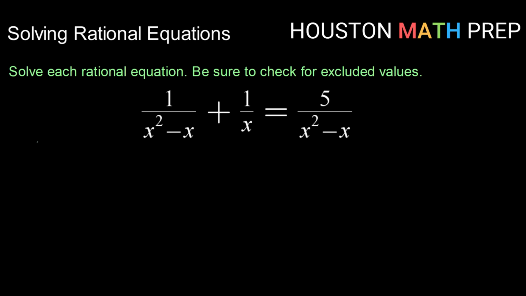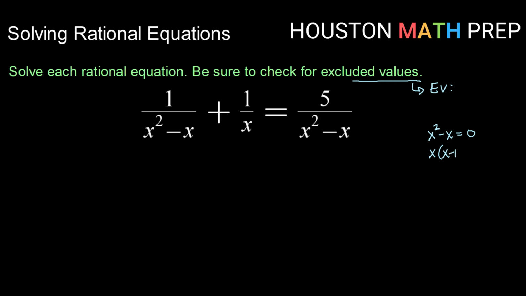In this video, we're going to continue looking at examples of solving rational equations. So we know that our first step in doing that is always to list out any excluded values. So here I'm looking at each and every denominator to see what would make it 0. So in my first denominator, x squared minus x equals 0. I need to figure out what will make that happen.